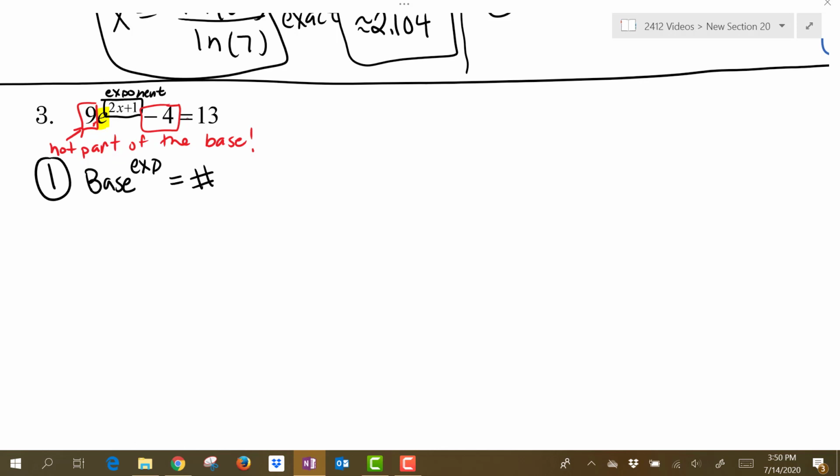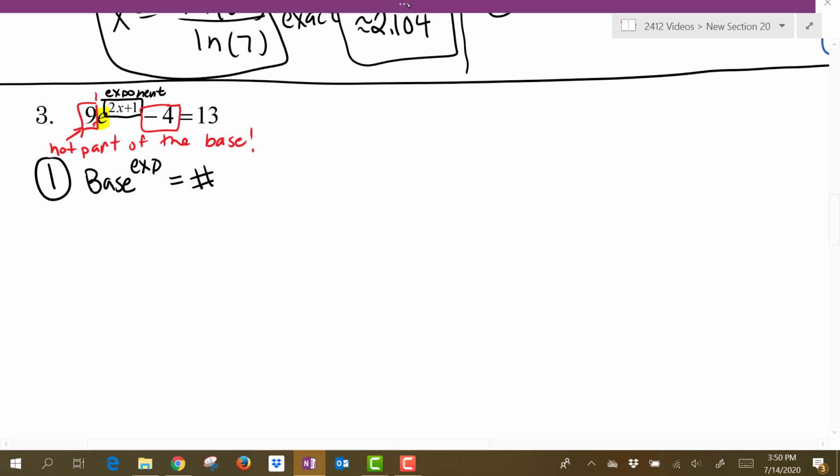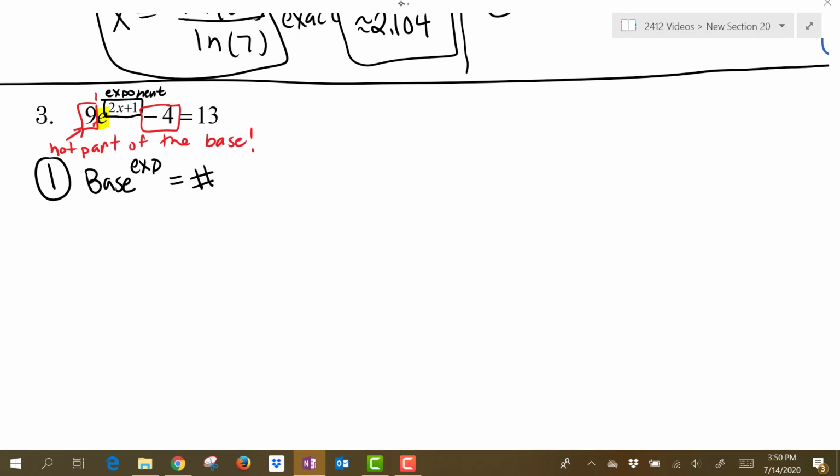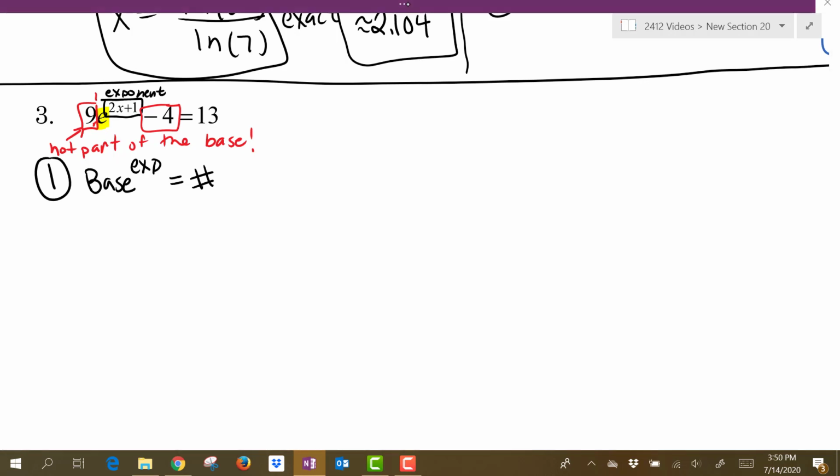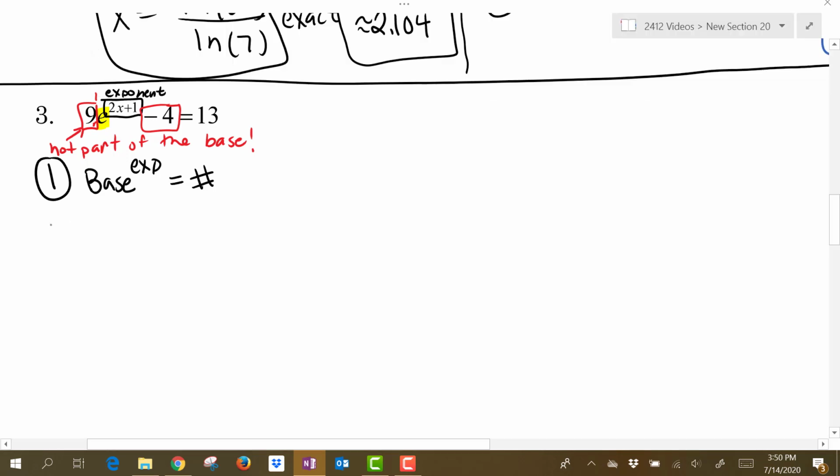The 9 is not being raised to that exponent. And in fact, the exponent on 9 is a 1. So be really careful that you know what your base is. If you don't do that part correctly, then it doesn't matter what happens with the rest of the steps. Really important. So we need to add the 4 to both sides.